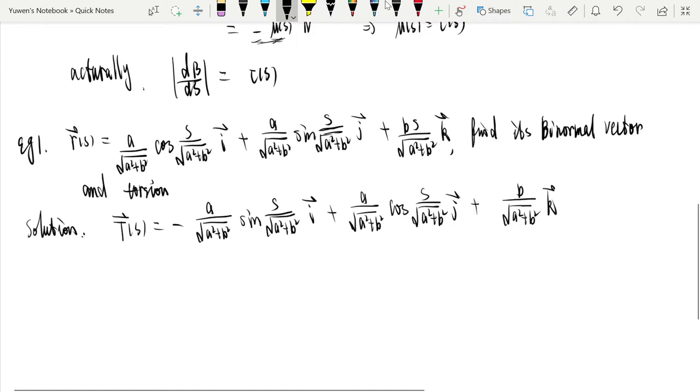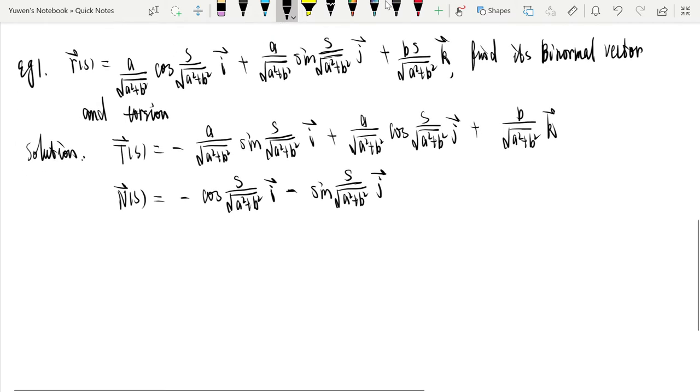And the normal vector is negative cosine s over square root A squared plus B squared i. And the other coordinate is negative sine s over square root A squared plus B squared j. That's no k.